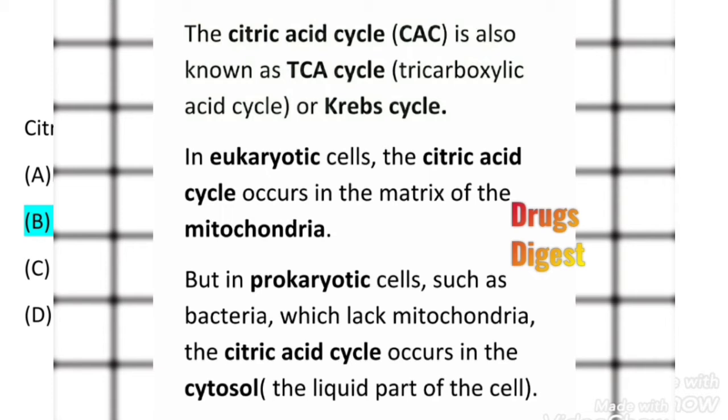In eukaryotic cells, the citric acid cycle occurs in the matrix of mitochondria, but in prokaryotic cells like bacteria, which lack mitochondria, the citric acid cycle occurs in cytosol. The cytosol is the liquid part of the cell. Let's discuss some other pathways and where they are taking place.